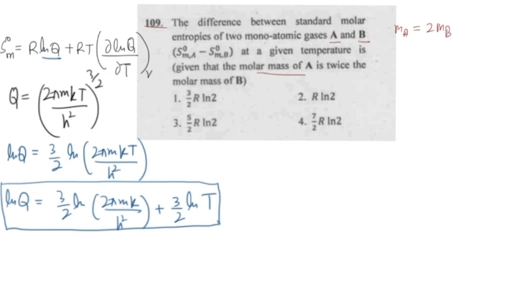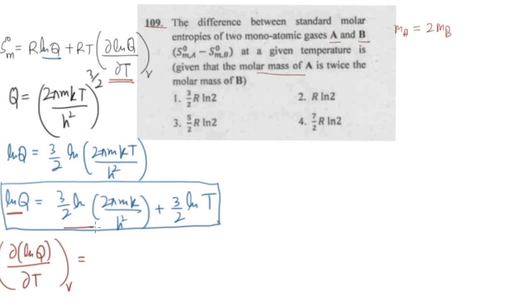Now I have to take the next part of it, that is, I also need this part, that is del ln q by del T. So I have to solve that as well. I have to differentiate this with respect to T. So del ln q by del T at constant V, that's what I'm going to calculate now.